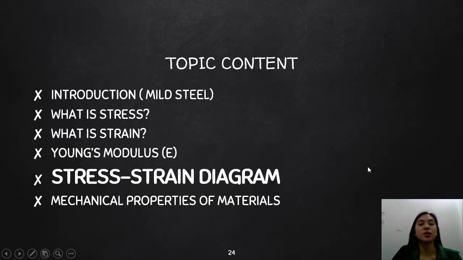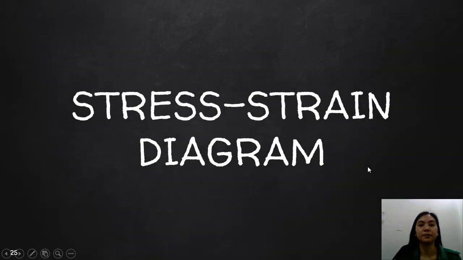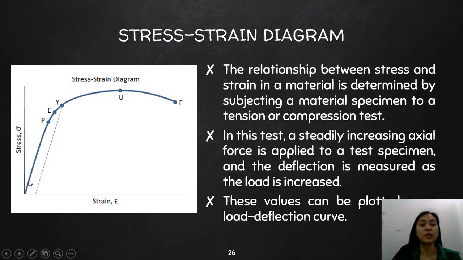So, let's go now to your stress-strain diagram. This is just another stress-strain diagram similar to the one that I showed earlier. You have here your stress on the y-axis, and of course the strain is on the x-axis. If you notice, you have certain points there, your P, E, Y, U, and F, which will actually explain the stresses and the strains that a certain material undergoes.